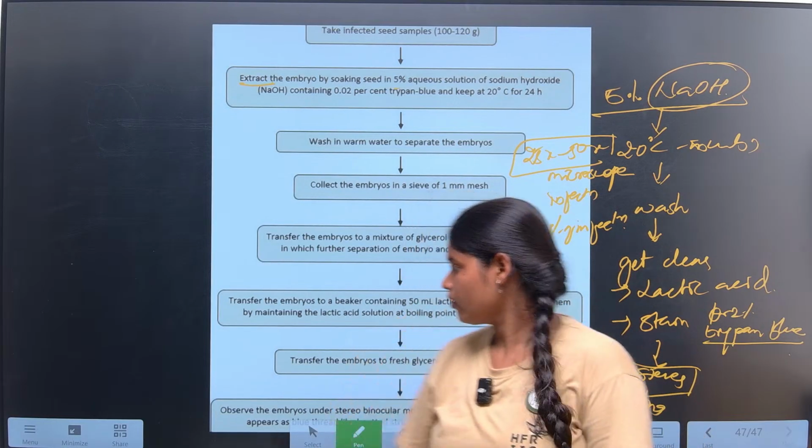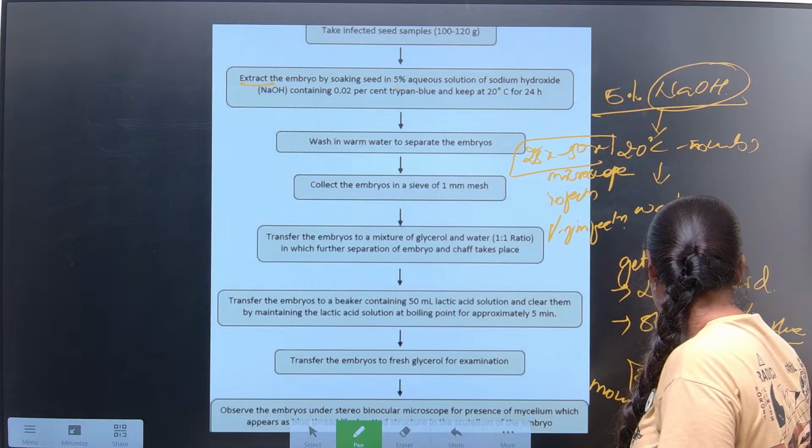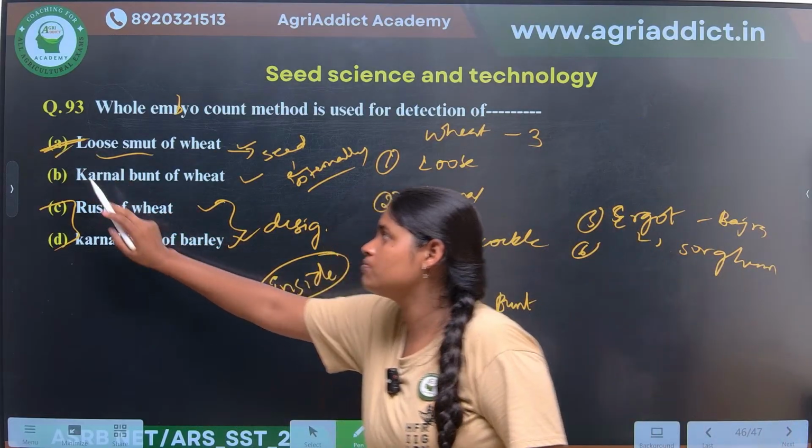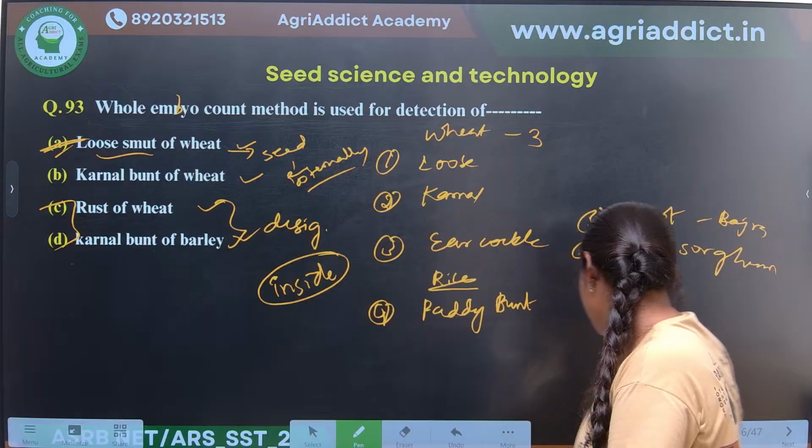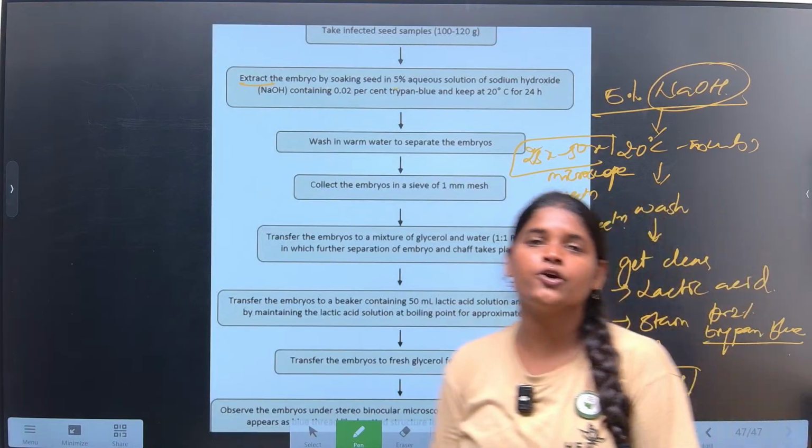So this is the whole embryo count, which is solely used for loose smut of wheat because it is an internally seed-borne disease. So this is the end of our session today.